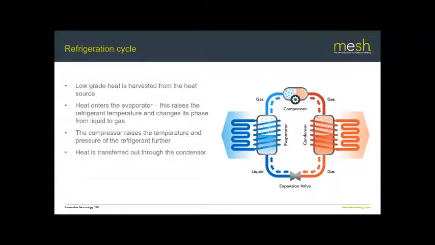The heat that is in this gas is then transferred through the condenser, and the condenser also turns the gas refrigerant back into liquid. It's then passed through an expansion valve, which reduces the temperature and pressure back to where it can enter the evaporator.